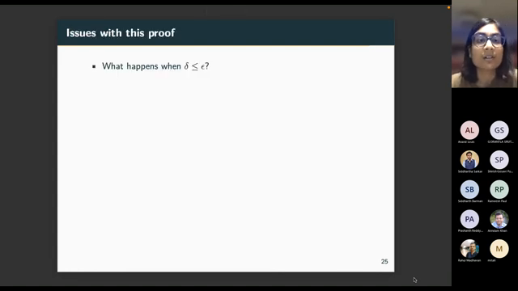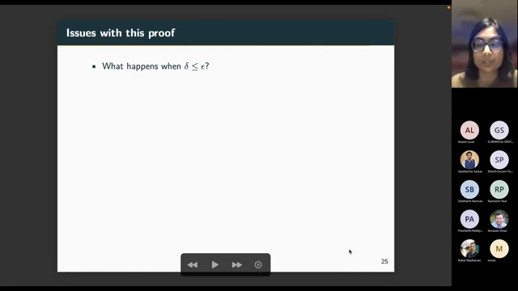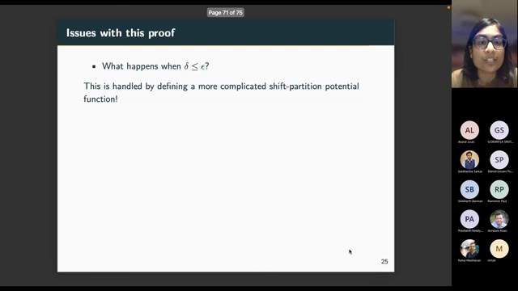But as I said earlier, what happens when delta is smaller than epsilon? Then this solution is useless because we want to handle all delta and all epsilon. So in our paper, we define a more complicated potential function, and we need to do a slightly more complicated analysis to handle this case.